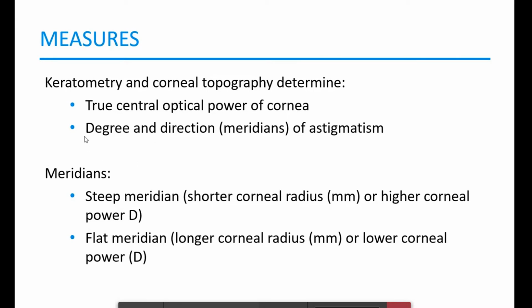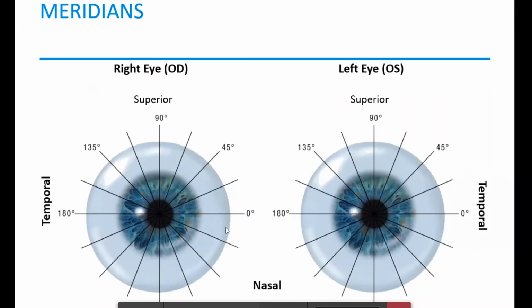Keratometry and topography both give the degree and direction, meaning the axis or meridian, of astigmatism. They show both the steep and flat meridian, so the meridian with higher power and the meridian with lower power are represented. How are they represented? In power, of course, but they also need to indicate the location, which is done by means of an axis from 0 to 180 in a counterclockwise direction, going from right to left. Whether it's the left eye or right eye, it's always going in a counterclockwise direction.